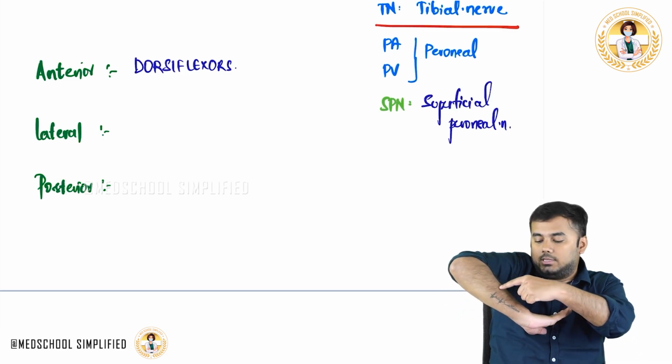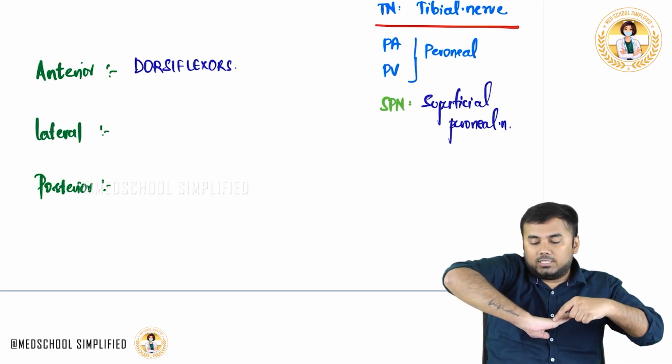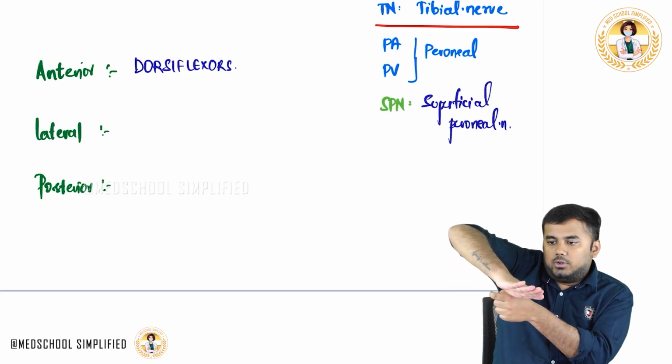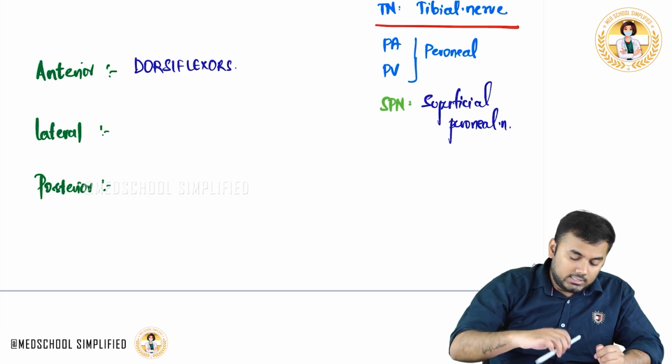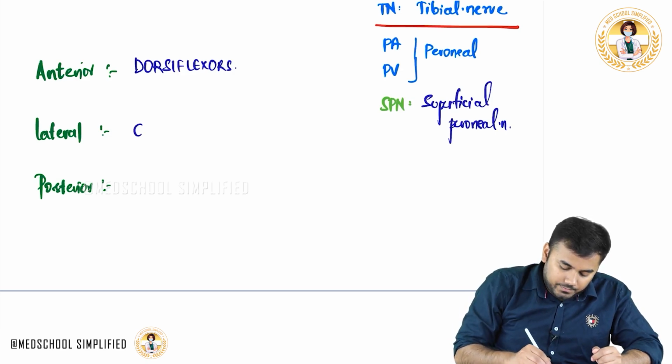And the next important thing is lateral. See, this is the lateral side. When these muscles contract, my foot is elevated in this way. So these are called everters.